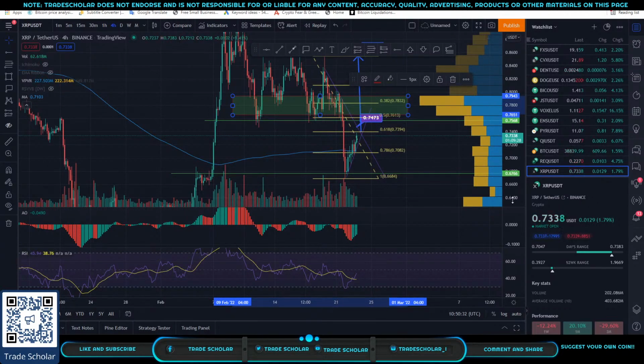Clear sky. Our RSI is bullish. Our XRP hasn't shown any sign of reversal yet. Okay, there's still going to be a correction. We need a correction for XRP.